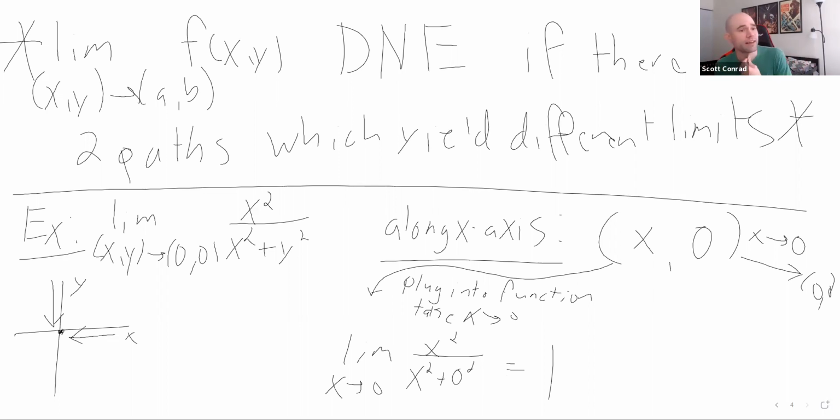Right, points along the x-axis, y is always 0, so the form is (x, 0). If we want to go to (0, 0), we take x to 0. So you make that substitution. Notice only x exists now, so it's a function of one variable. We know how to take limits of functions of one variable.